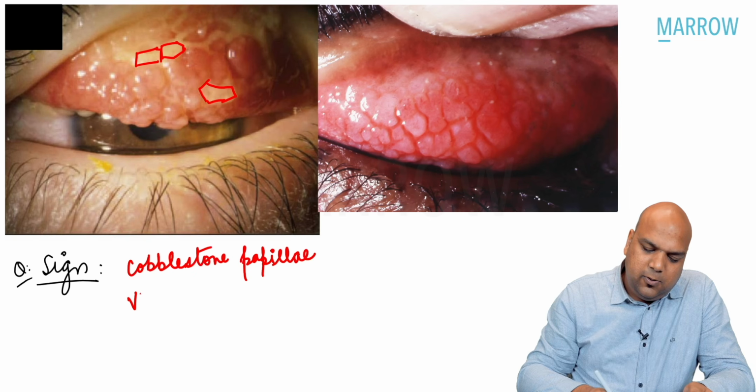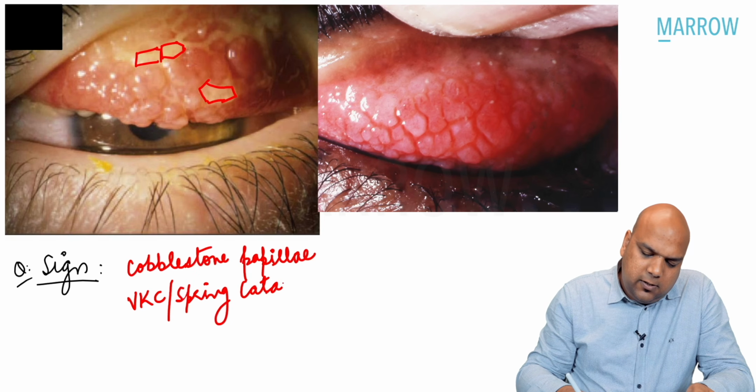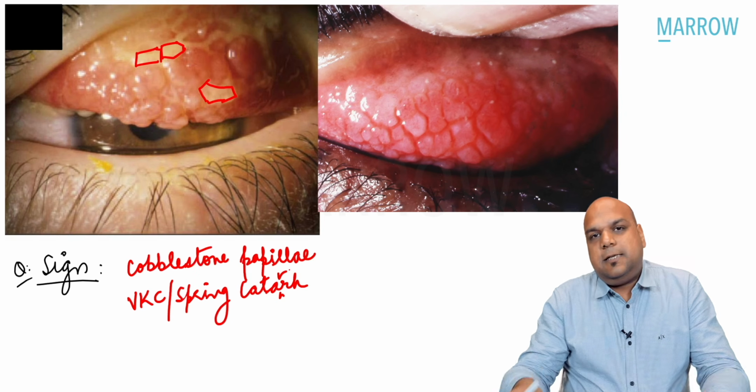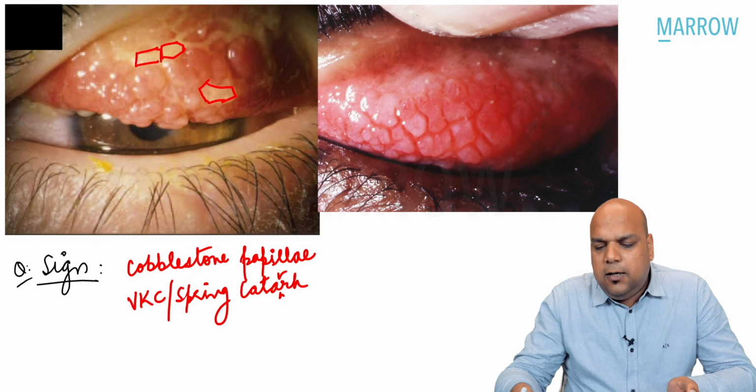What disease are we talking about? We are again talking about VKC, or spring catarrh. We've already seen Horner-Trantas dots occurring in the same disease. Yes, but this is almost pathognomonic, or diagnostic. Both the images you can see are different yet the same.